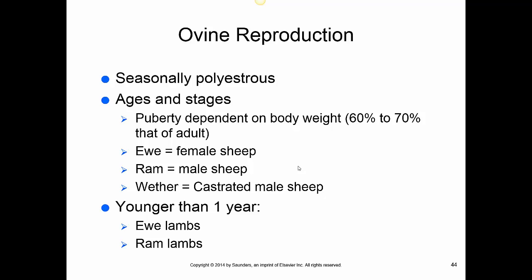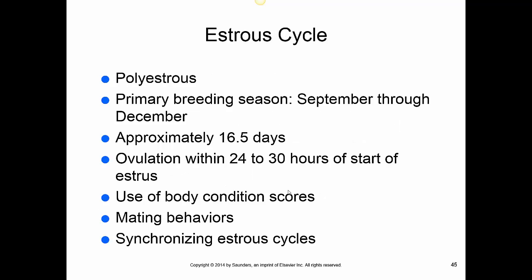Puberty is once again dependent on body weight. When they achieve about 75% of adult weight, that's usually when you're going to have puberty. A ewe is a female sheep, a ram is a male sheep, and a wether is a castrated male sheep. Ewe lambs are female sheep that are less than a year old. Ram lambs are usually those that are less than a year old. And of course, lamb in general could be either sex. So they are seasonally polyestrous, but short day breeders, and in the northern hemisphere they usually breed September through December.